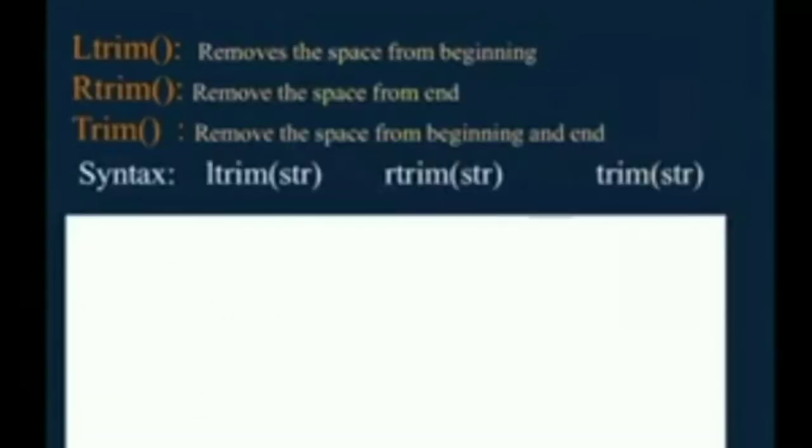Now next is the trim function. Let's see the use of trim. These are the 3 types of trim function. LTRIM removes the leading space, that is, it removes the space on the left or beginning. Next is RTRIM. RTRIM removes the space from the right side or end of the string. Last one is TRIM. TRIM removes the space from both beginning and end. Let's see the syntax. LTRIM(str), RTRIM(str), TRIM(str).